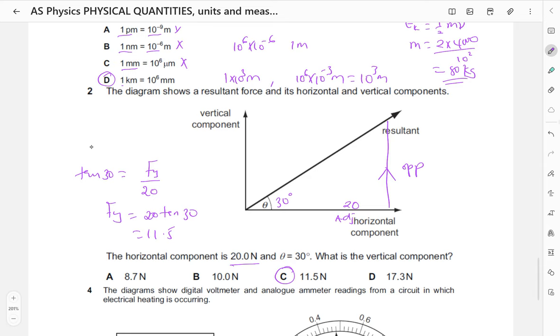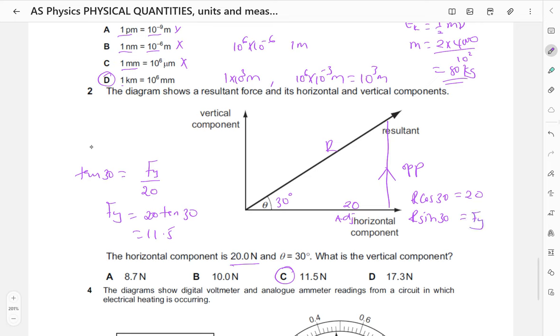Alternatively, you could use a different approach. You can find what the resultant is. So you could simply say R cos 30 is equal to 20, and you get R. And then you take R to the vertical, which will be sine. R sine 30 should give us the force in the vertical.